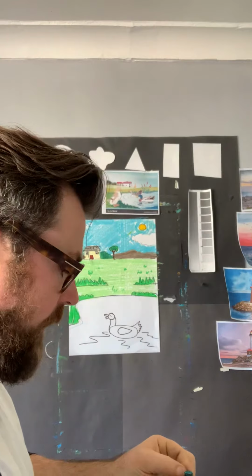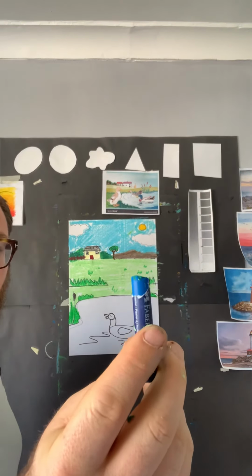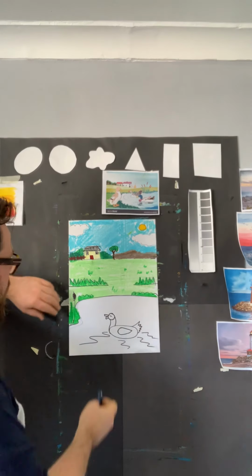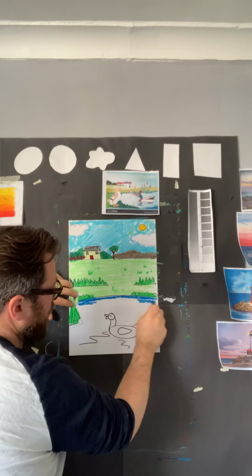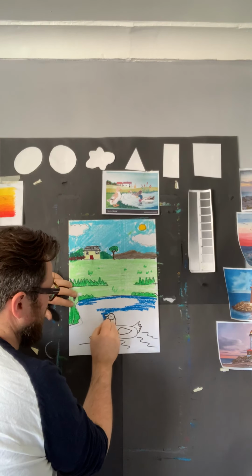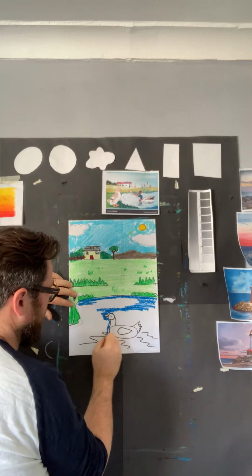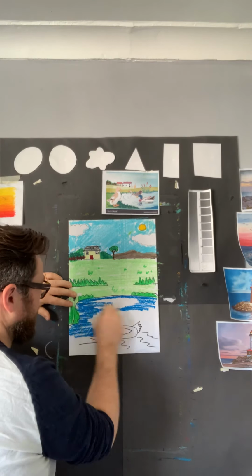Okay, now for my pond, I'm going to choose a slightly darker colour than the sky. So you can see I've got a much deeper blue now, and that's going to just show how the water is reflecting the sky. And underneath the water there will be very little light, so that's why it will look darker.